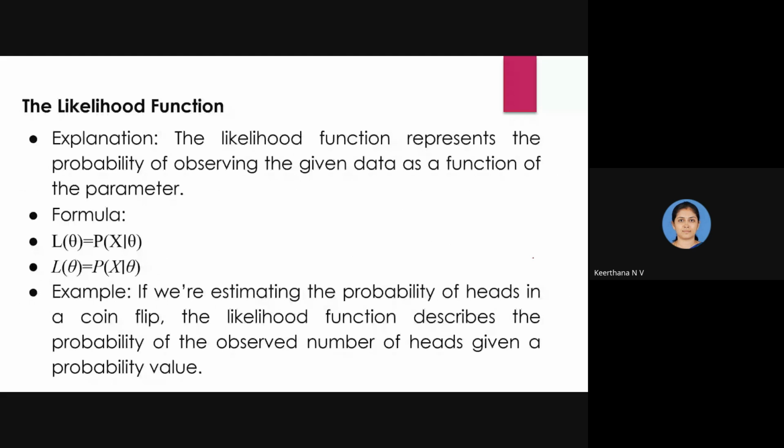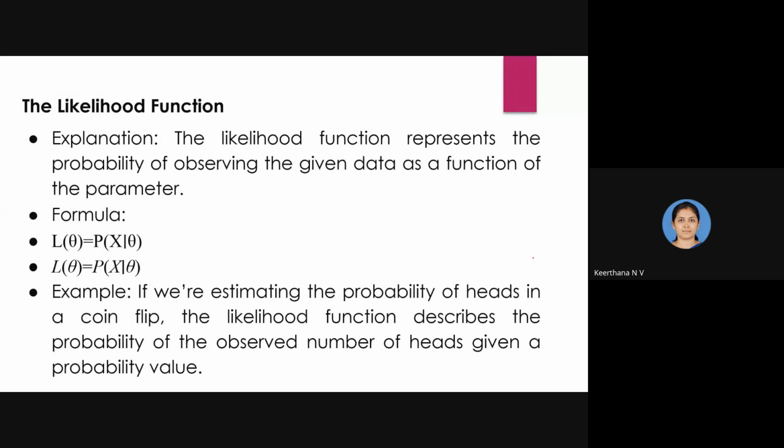So, what is the likelihood function? How can you estimate it? It is purely based on the probability of observing the given data. The first thing is L of theta is equal to P of x given theta. Theta is considered a parameter, and L of theta is the likelihood function. For example, take a coin: if you are tossing it, what will be the probability of heads, 1 by 2? The likelihood function describes the probability of the observed number of heads as a probability value.